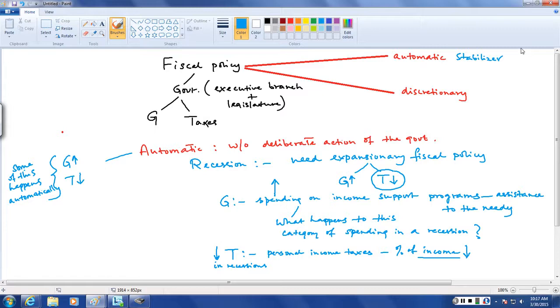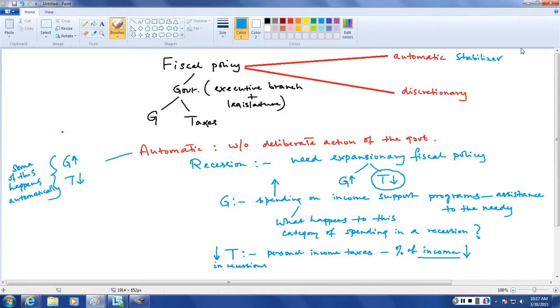This is an automatic stabilizer because if the economy is in a recession, well, automatically the government spending on income support programs is going to go up, and taxes are going to go down. This is going to happen automatically, and this will shift the AD curve rightwards. So this is like an automatic built-in stabilizer in the economy, a force that will bring the economy back to full employment, or at least tend to do so, automatically. Right? So this is automatic fiscal policy.